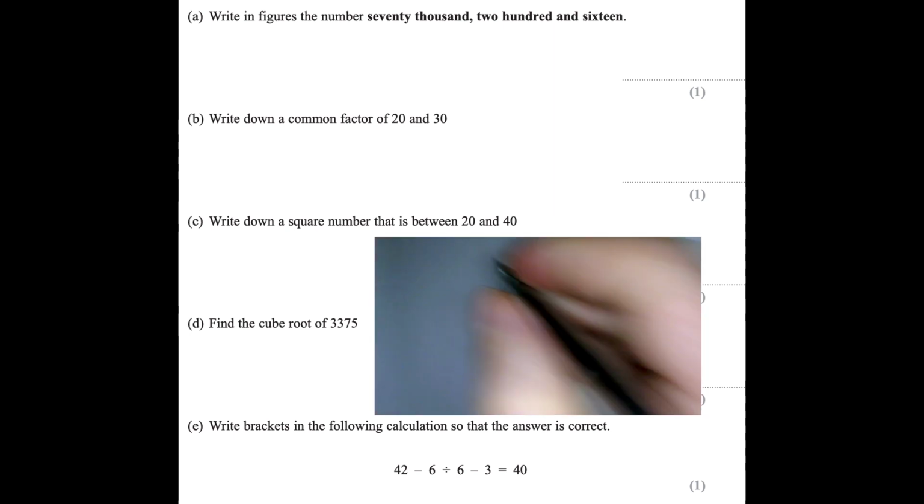Okay, there are a few key words in this question. You need to know what a factor is, you need to know what a square number is, and you need to know a cube root. So let's have a little look.